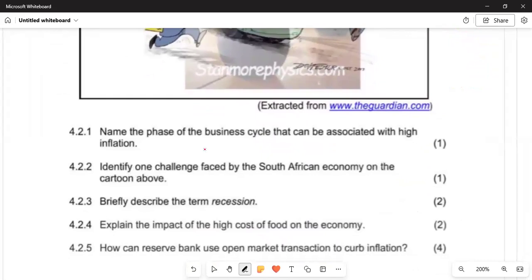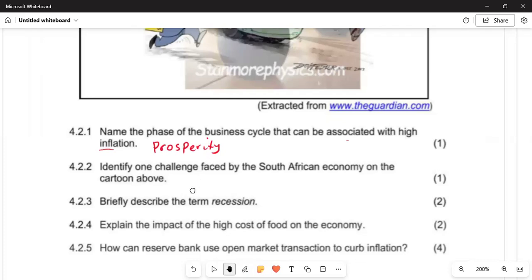Name the phase of the business cycle that can be associated with high inflation. With high inflation, that is 4.21. The answer is prosperity.